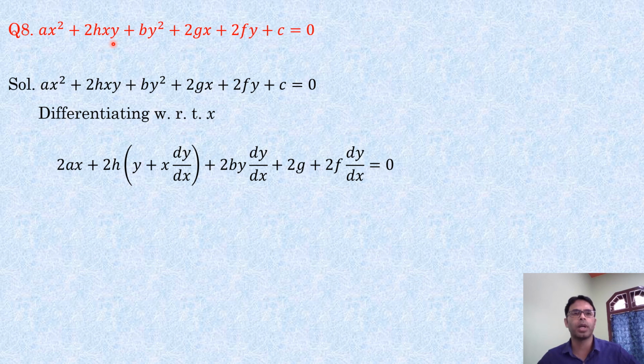x into y is the product function. So x derivative 1, y remaining same, plus x is there, y derivative is dy/dx, plus b y square, y square derivative is 2, so 2b into y, and then y derivative is dy/dx, plus twice g remaining same, x derivative is 1, so it is twice g, plus twice f remaining same, y derivative is dy/dx, and c is alone constant, so derivative 0 and equal to 0.